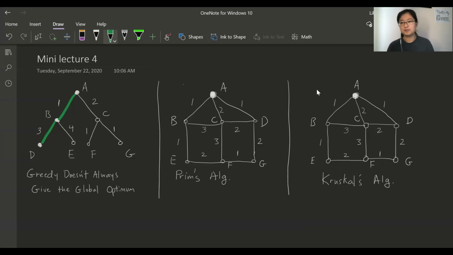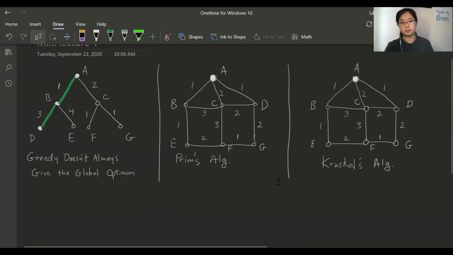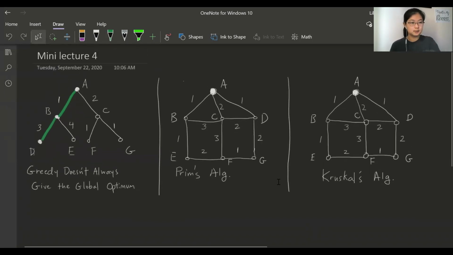There are two really famous algorithms for this problem, Prim's and Kruskal's. You might have seen them in 61B, and so we'll briefly outline them here, do a quick example, and then the focus of this mini lecture is to actually prove that these are both correct, that these algorithms actually give you the optimal solution, so that the local process of doing greedy is actually the optimal solution for the entire global problem.